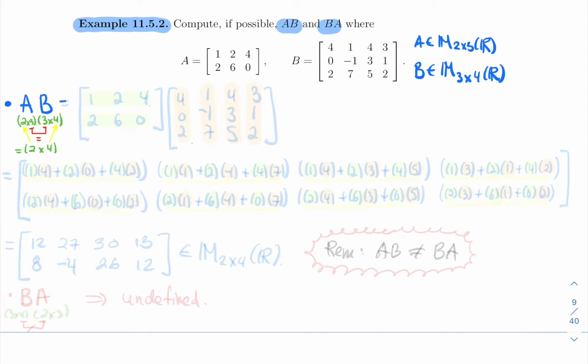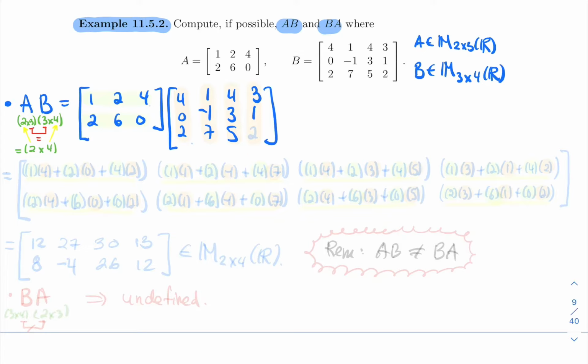So now let's compute it. So here if you write A, you have 1, 2, 4, 2, 6, 0, and you have B after, so 4, 0, 2, 1, minus 1, 7, 4, 3, 5, 3, 1, 2.